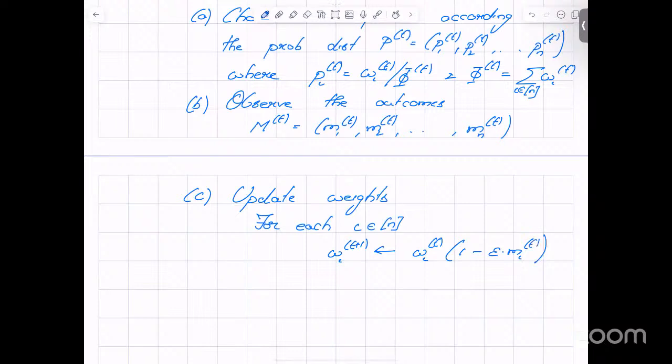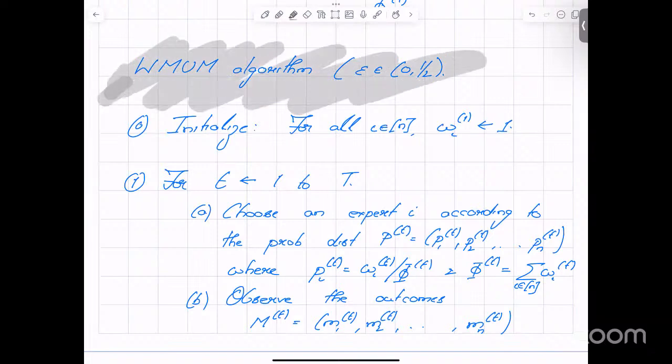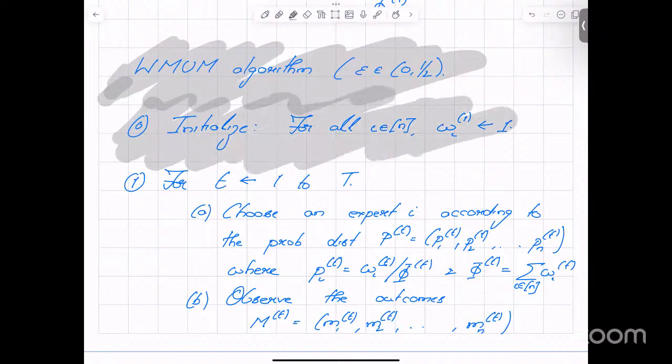This is exactly what we had done previously. m_i^t was a 0, 1 vector. If it was 0, it remained as it was. If it was 1, it shrunk by a factor of 1 minus epsilon. That's exactly what we have here. That's going to be our entire algorithm. Is the algorithm clear?